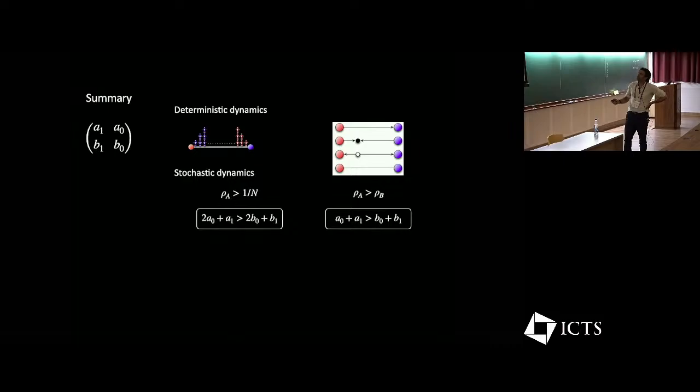So this is the summary then for the 2-player games with 2 strategies, the deterministic dynamics and the stochastic dynamics for these 2 conditions. And exactly that's what we will ask now: how does it look for multiplayer games? Yes, please. Could you speak a bit louder, please?